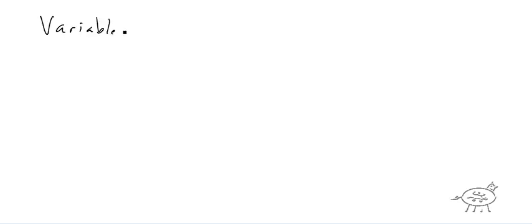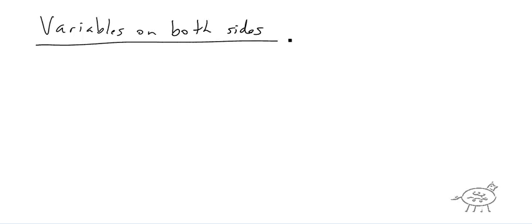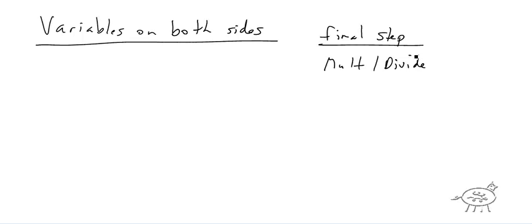Variables on both sides. It's pretty easy. It's really just like before, except the only difference is now you have to move one of the variables over to the other side. It's that simple. Your final step for all these problems is really going to be multiply or divide, depending on what you have. If it's 4x equals something, you divide. If it's 2/3 x equals something, you multiply by its reciprocal.